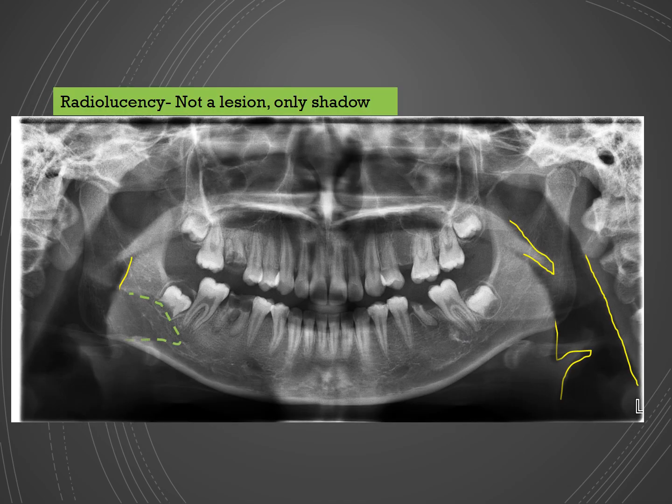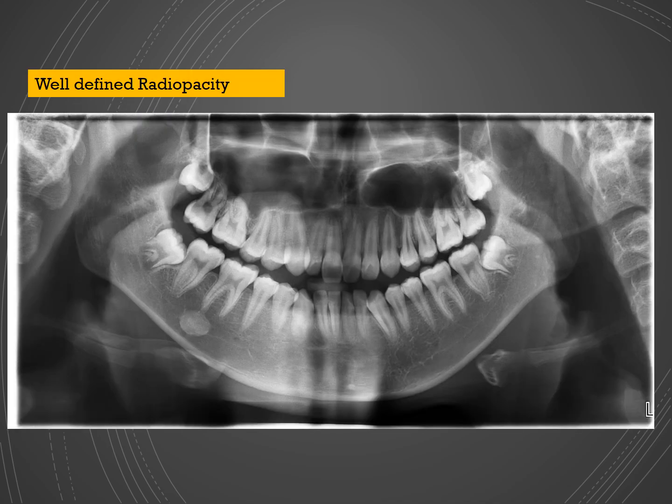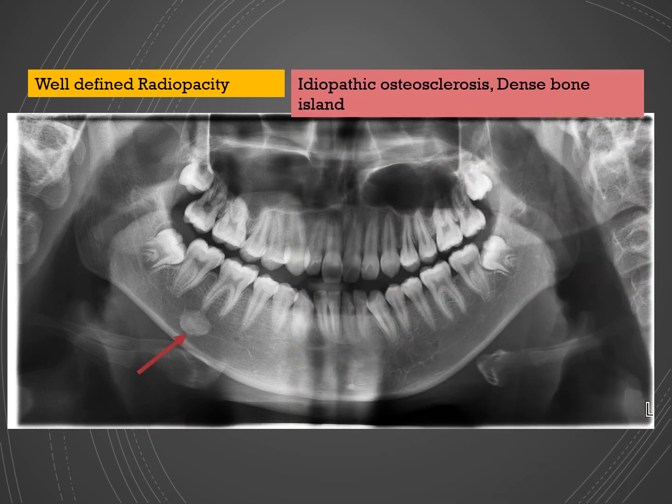Conditions that are confused for lesions, that is what I was talking to you about. Air shadows. Well-defined radiopacities like the one seen here look pretty benign and harmless, and this happens to be an idiopathic osteosclerosis or a dense bone island. There is no treatment indicated for this, and it's just left that way.